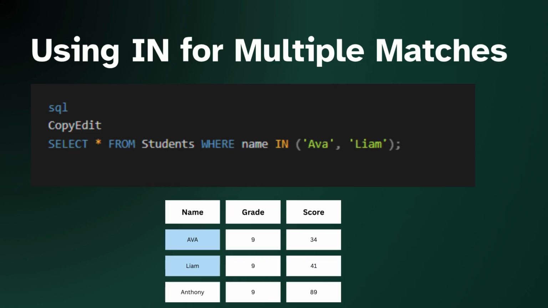Want specific names? Use IN. It checks if a value is in a list. Super clean, no multiple ORs.